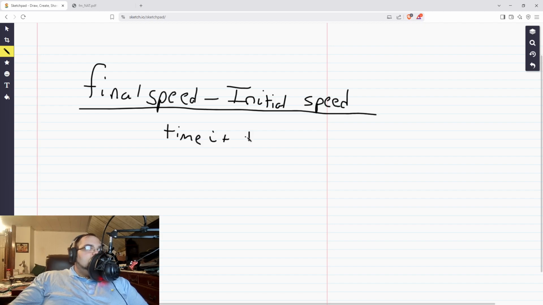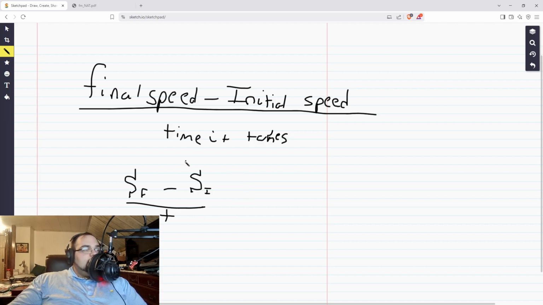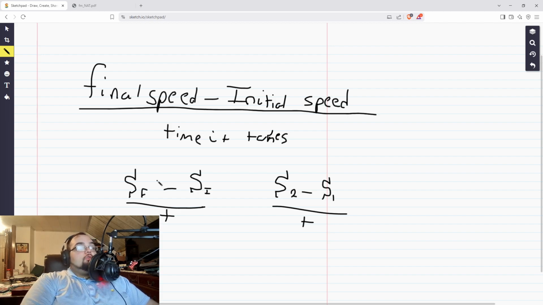it takes. Now, this takes a while to write out, so we, as mathematicians and scientists, use an abbreviation. We say S for speed, and then a little subscript F, so final speed, minus initial speed, so S_I, over T. Some people will use S2 minus S1, so the second speed minus your first speed, over T, okay? It doesn't really matter which way you go about it. It's good to see that there are these options.